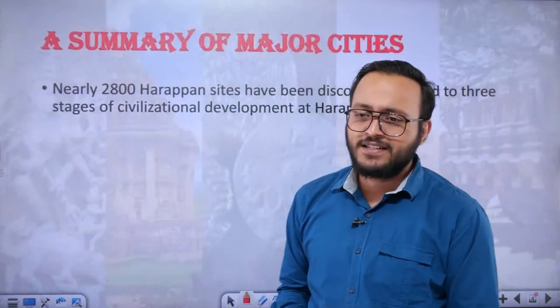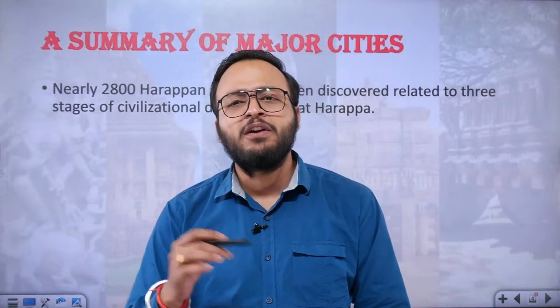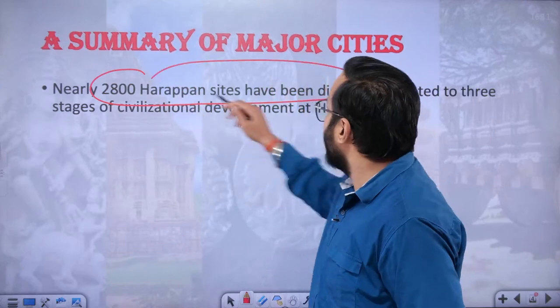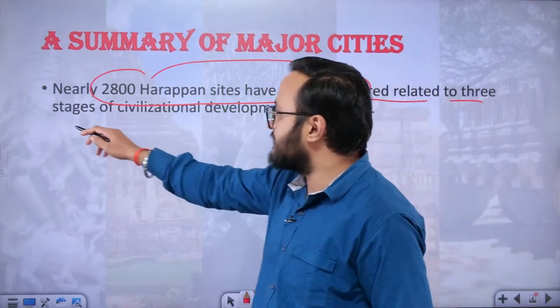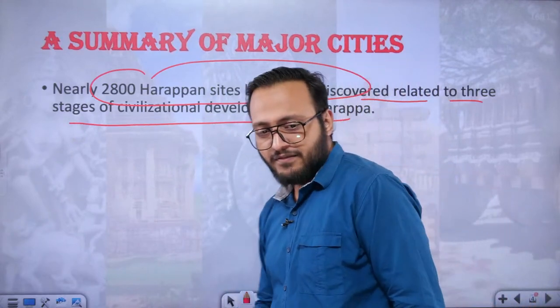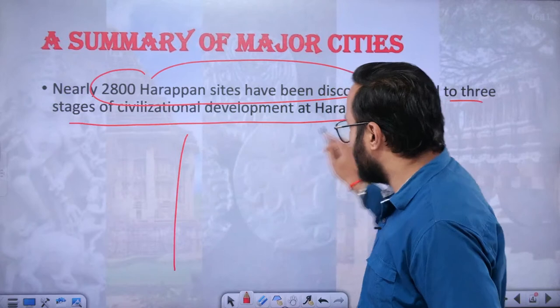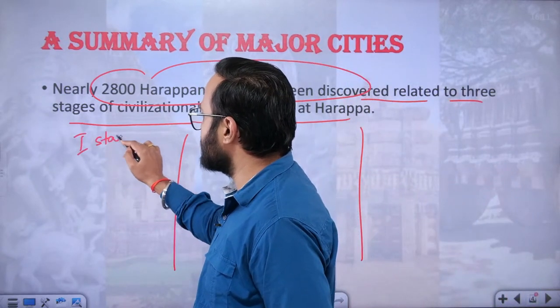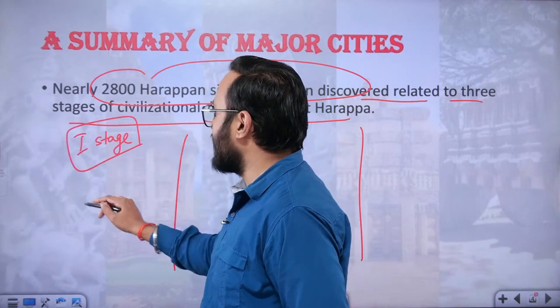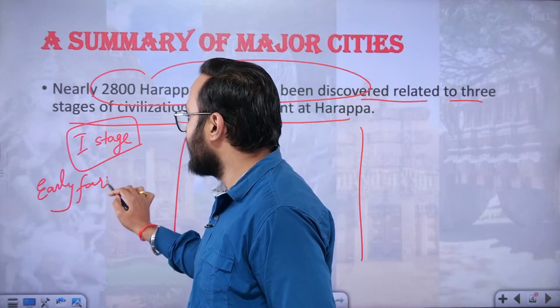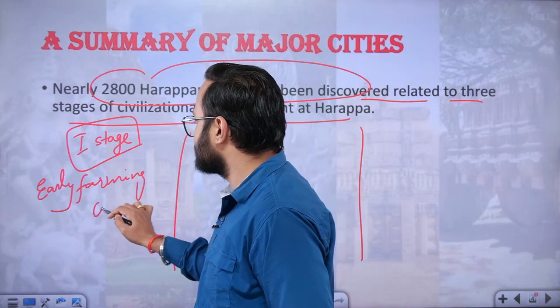Now let us understand today's topic. A summary of the major cities. So dear students, as we are all aware, approximately 2,800 Harappan sites were discovered, related to the three different stages of civilizational development. So the first stage is called the farming stage, or early farming culture.